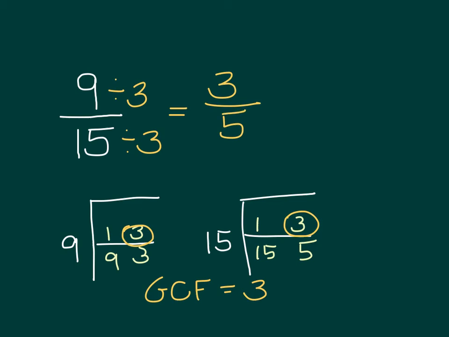So 3/5 gets us down to our lowest point. There is no other common factor we can divide by. So we have found our simplest fraction.